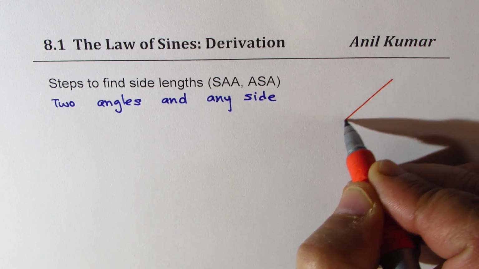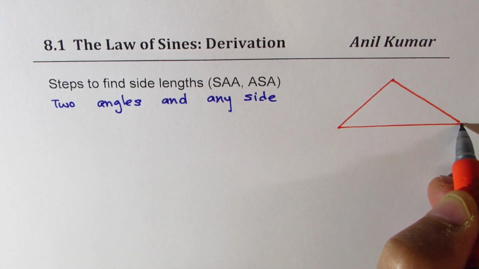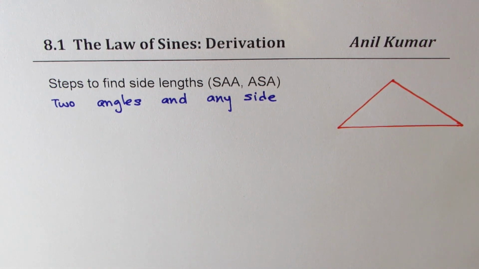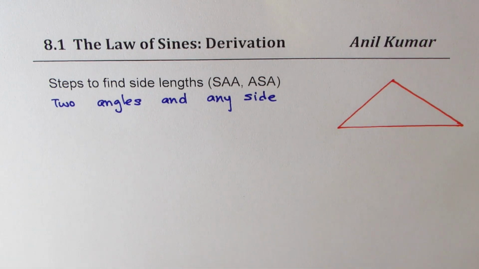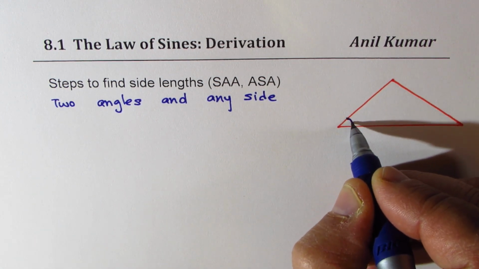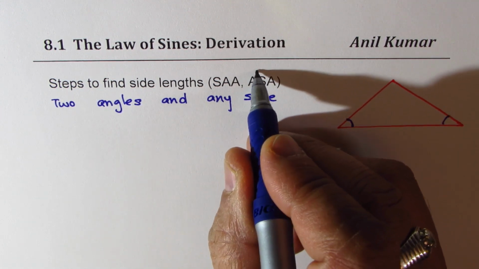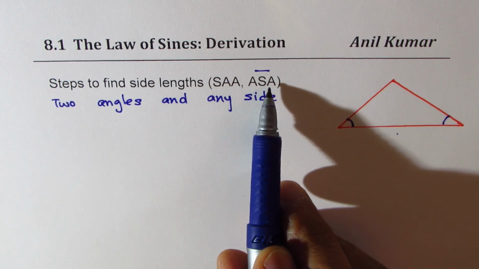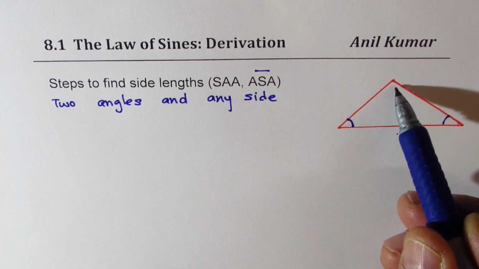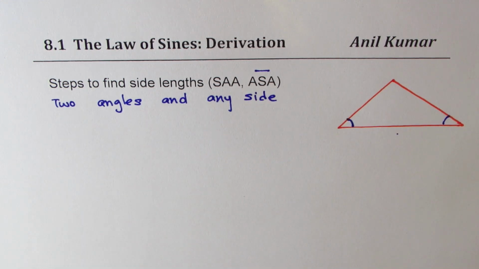So let me just sketch a triangle here. When I say angle side angle, in that case I'll give you this angle, that angle, so angle and side in between. When I say angle side angle, and this side, then it becomes angle side angle. But if I give you two angles and a side, then it becomes side angle angle. So I hope that nomenclature is clear, right?